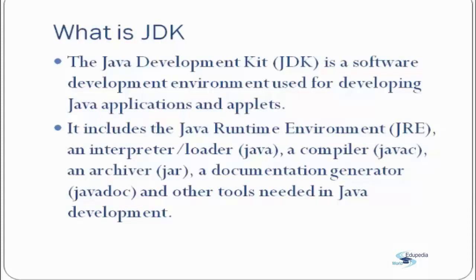JDK also includes its interpreter or loader that is used to run the Java program, and it also includes a compiler which compiles your Java program. It also includes the archiver which converts your Java program to a jar file, and then a documentation generator, which is Javadoc. Javadoc automatically generates documentation for your Java program, and it also contains some other useful tools that are needed in Java development.